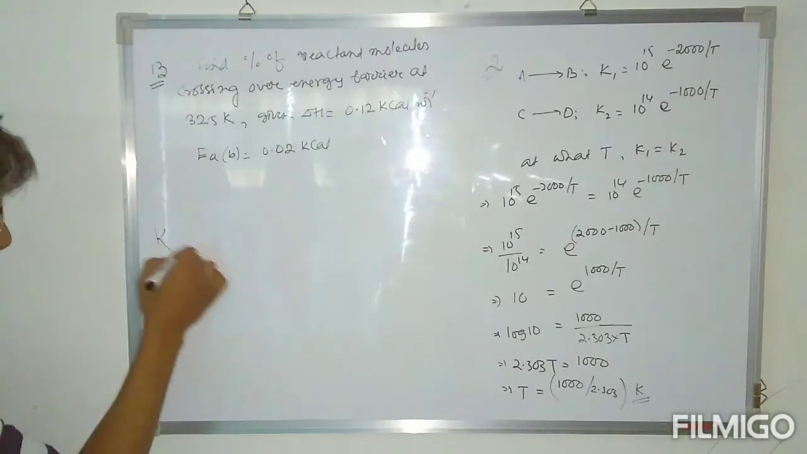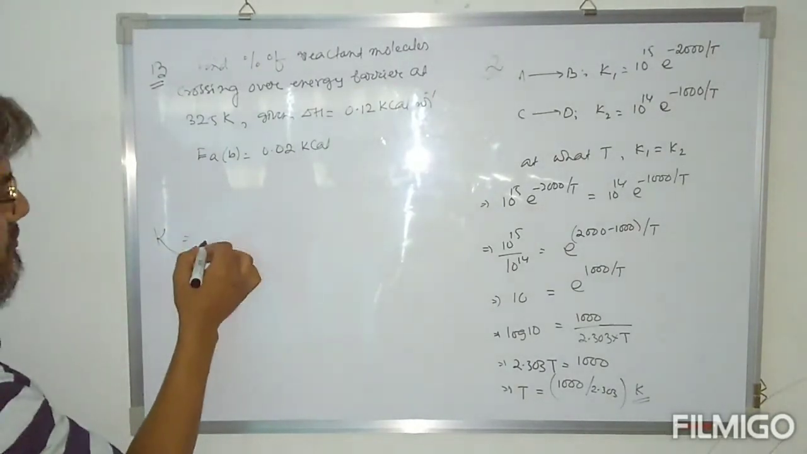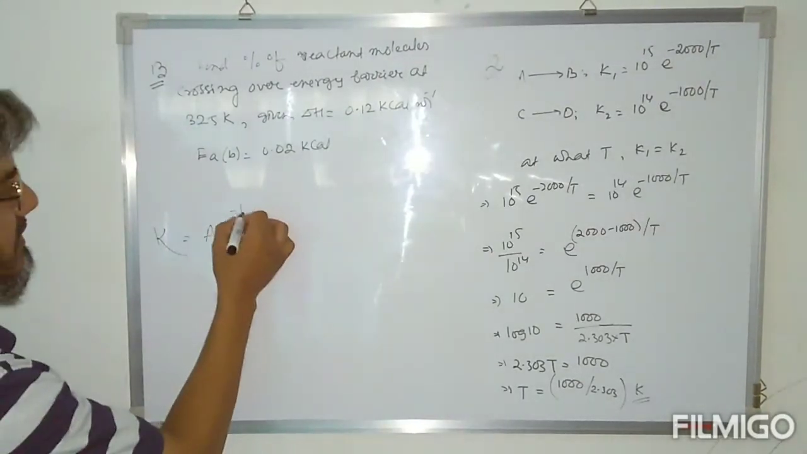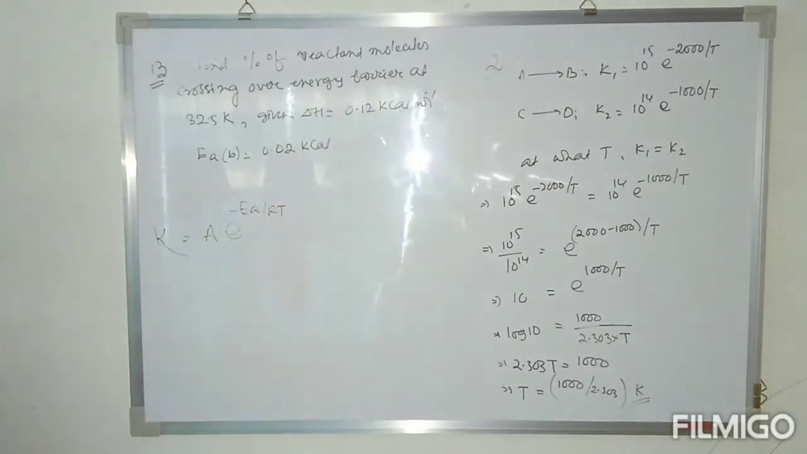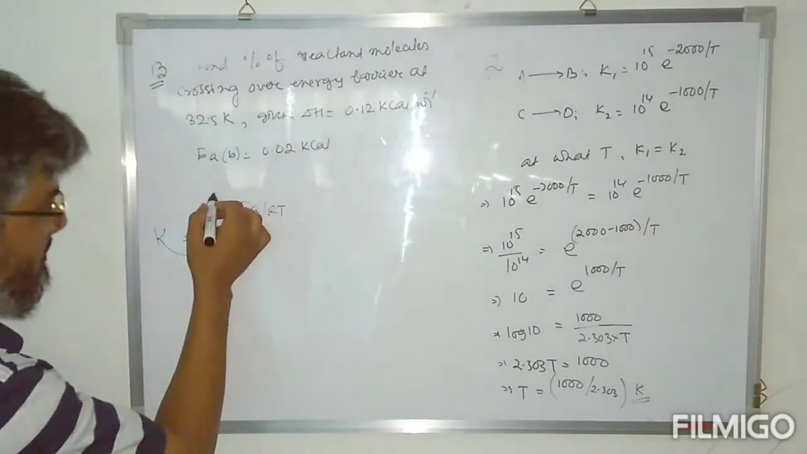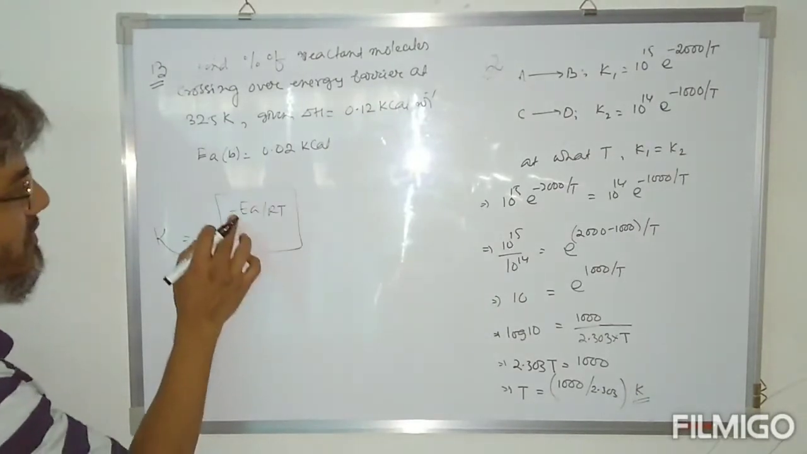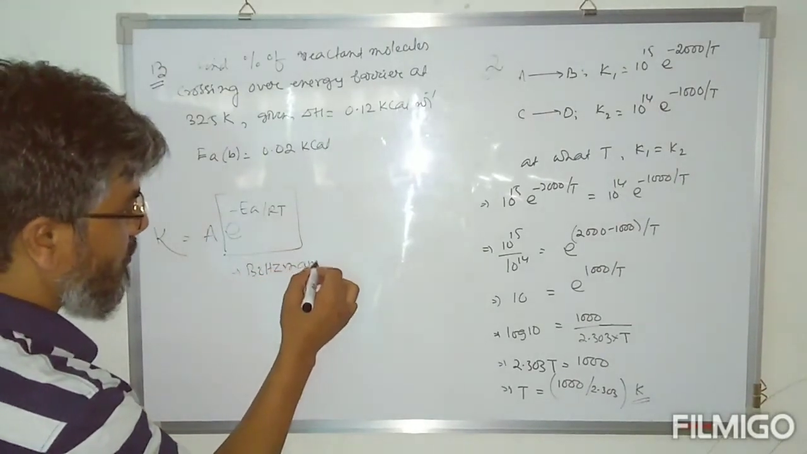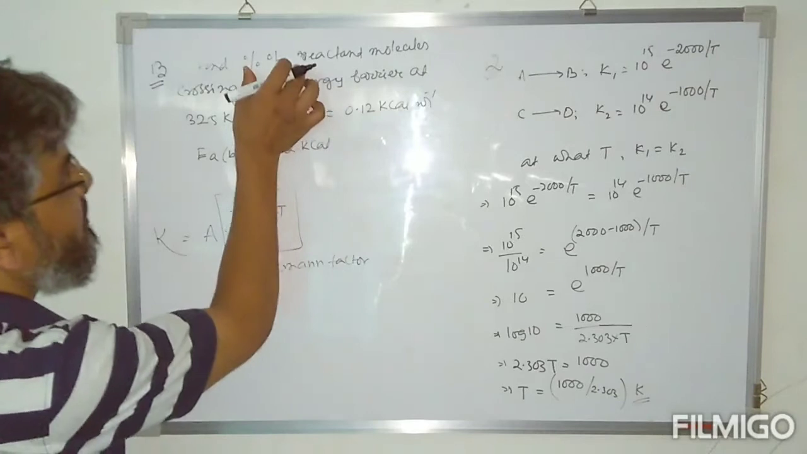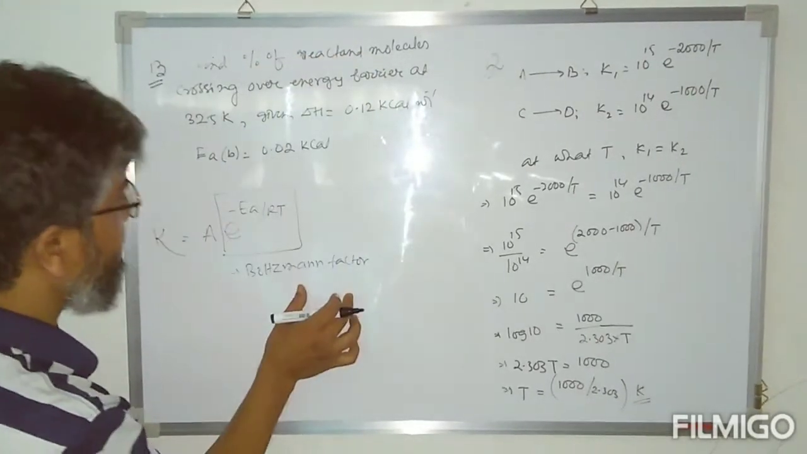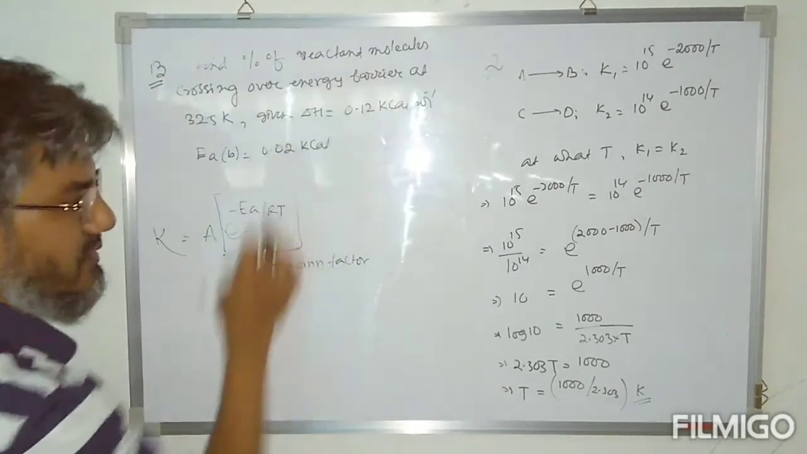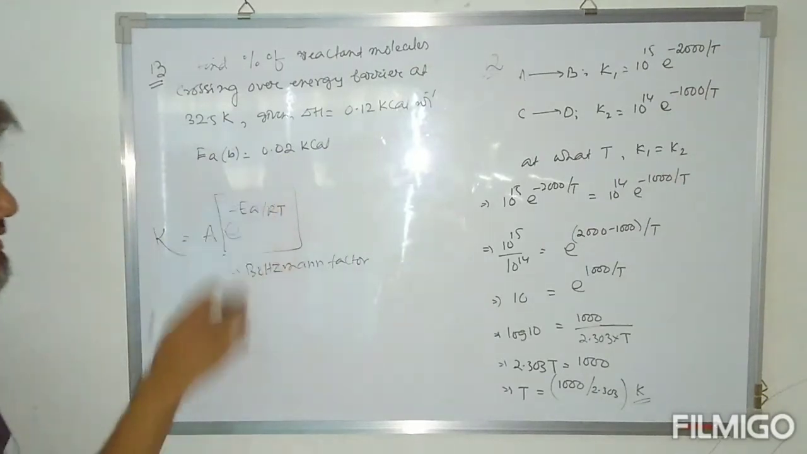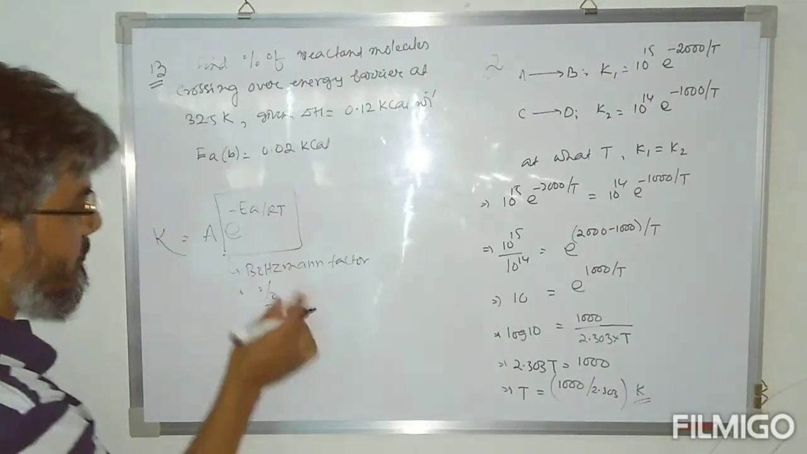So we have this equation from the Arrhenius equation: k is equal to A exponential minus Ea by RT. This term, exponential raised to the power minus Ea by RT, is known as the Boltzmann factor. This Boltzmann factor is nothing but the fraction of molecules, or the percentage of molecules, crossing the energy barrier. So this is the fraction of molecules having energy equal to Ea or greater than Ea. So we have to find this value.